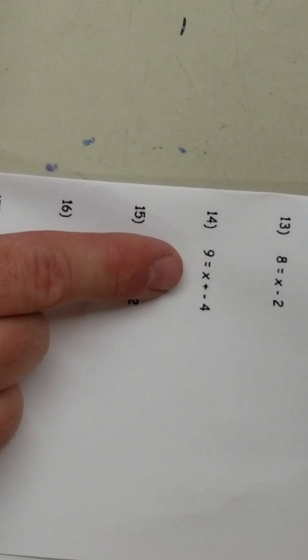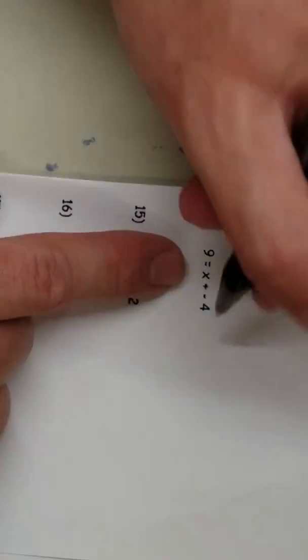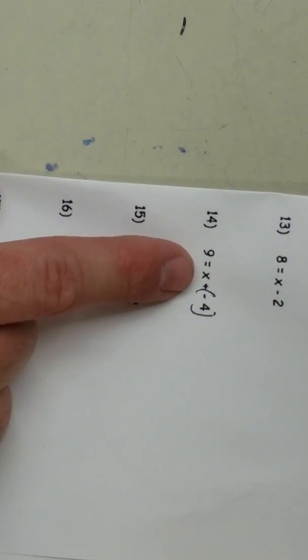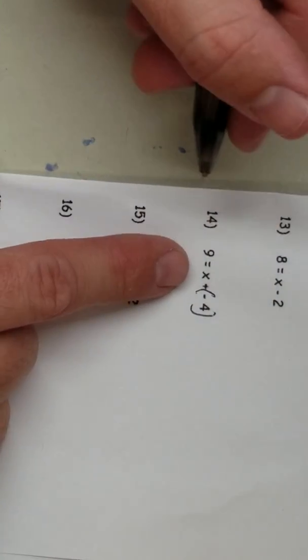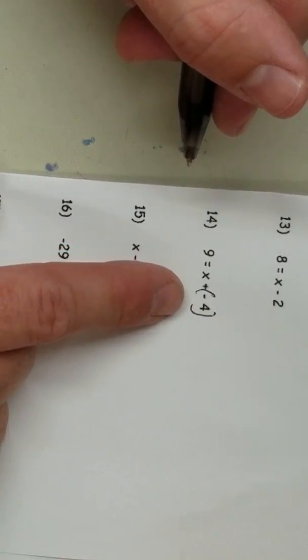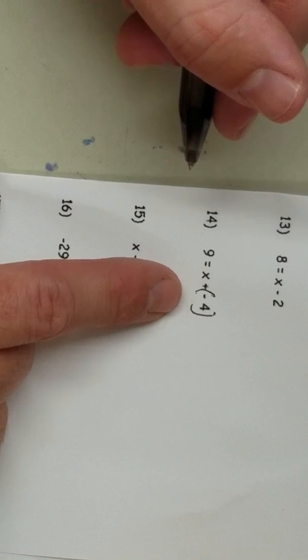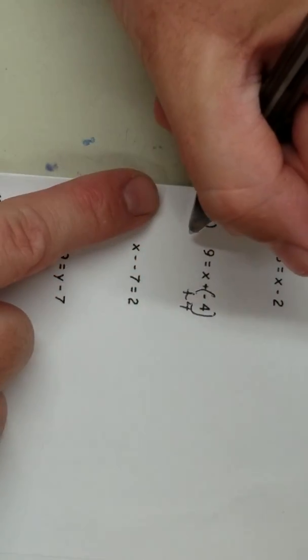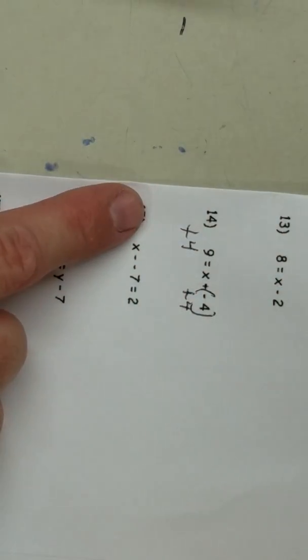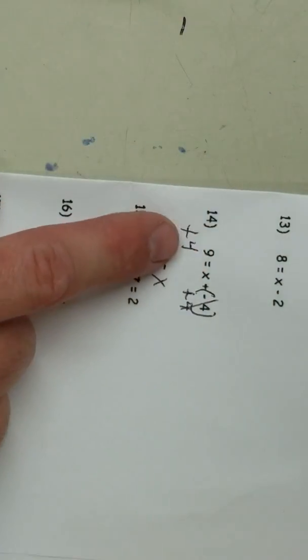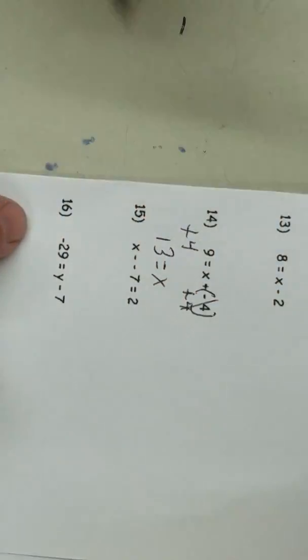On the other side, I'll move on to number 14. So number 14, I would add parentheses here for the negative 4, just to separate that plus sign and the minus sign. So you have an x plus a negative 4. You want to make sure you know that that is a negative 4. So you do the opposite of the negative 4 to get rid of it, which is add 4. Add 4 on the right and add 4 on the left. So these two would cancel out. You'd be left with x equaling 9 plus 4, which is 13.